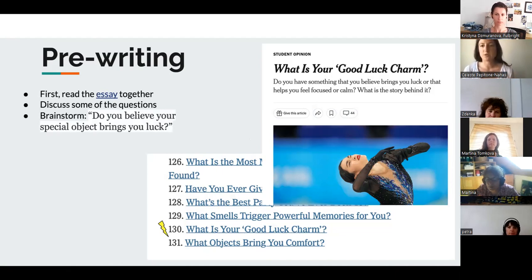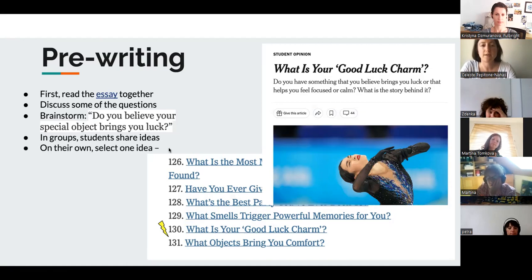Do you believe in superstitions, in good luck charms? Have you ever had one? Would you ever have one, etc.? Or even larger than that, do you believe in luck or do you believe more in hard work? How does that play into your life in school or in sports? Students can share ideas and then try to narrow down and select one idea for themselves.